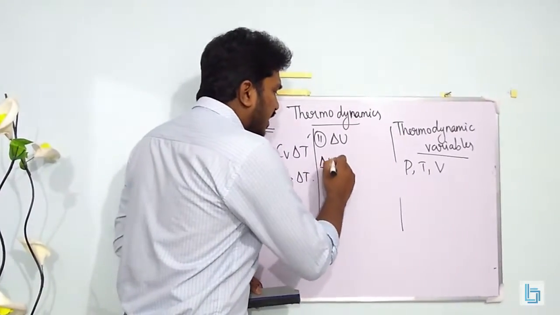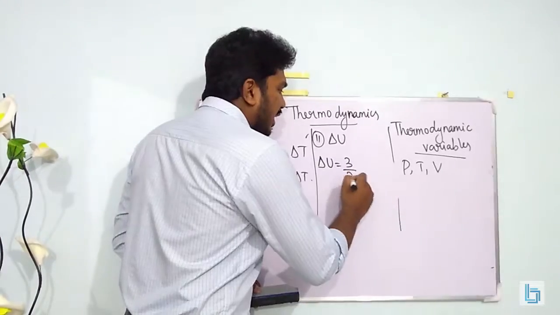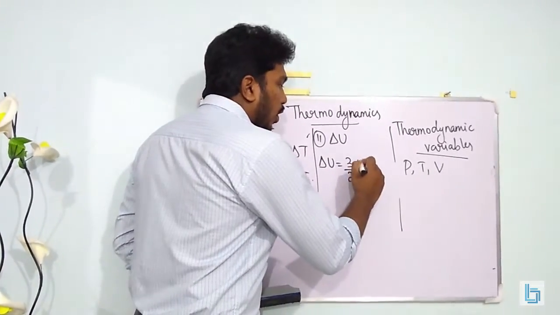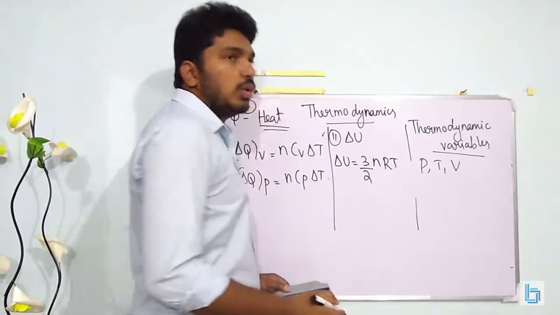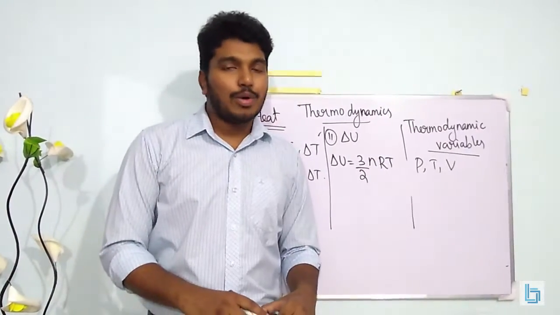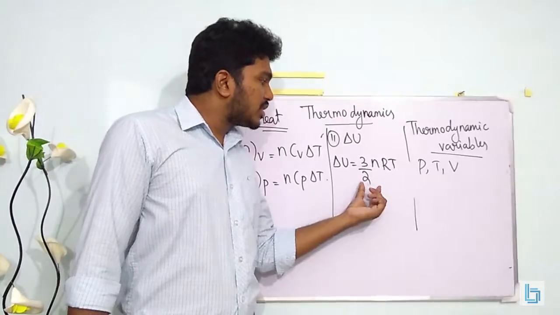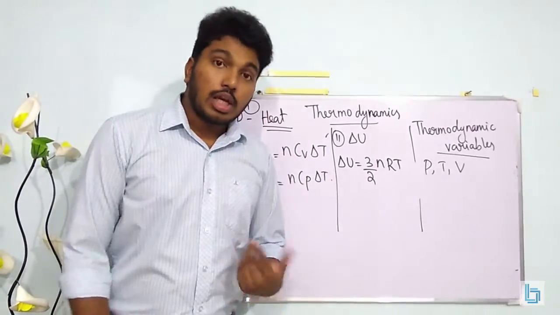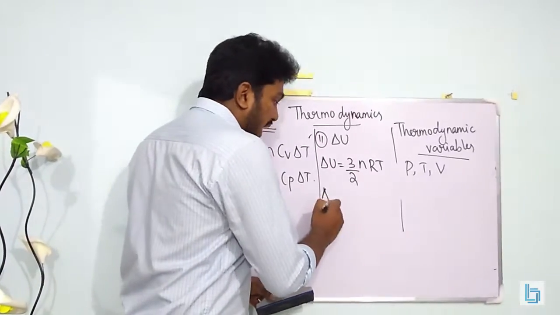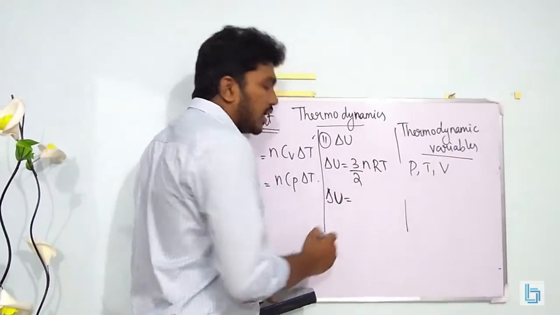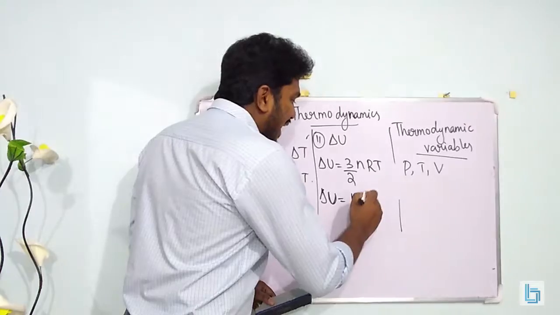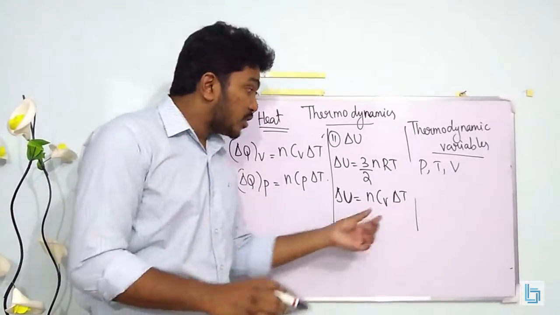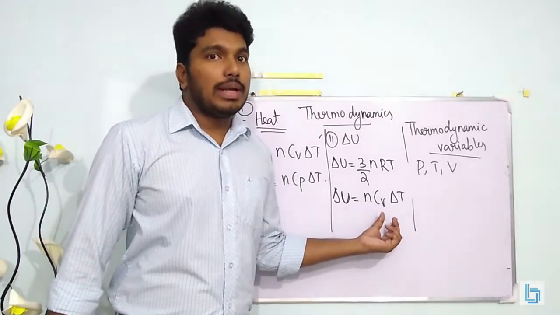So we can write it as delta U equal to 3 by 2 nRT, or 3 by 2 P delta V. So the internal energy can be written as 3 by 2 nRT, where n is the number of moles. Or for all gases, it can also be written like this: delta U is equal to n Cv delta T. What is Cv? Cv is the specific heat at constant volume.